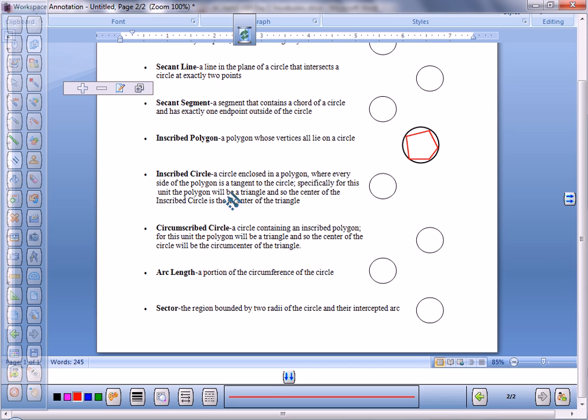Okay, the next one, inscribed circle. We actually talked about inscribed and circumscribed circles already. Inscribed is in. So let's see if we can draw these tangent lines.